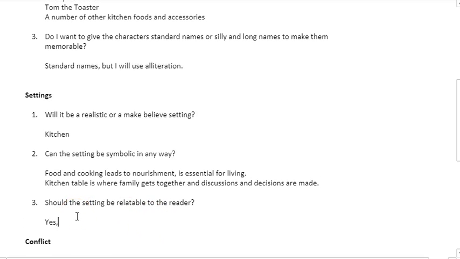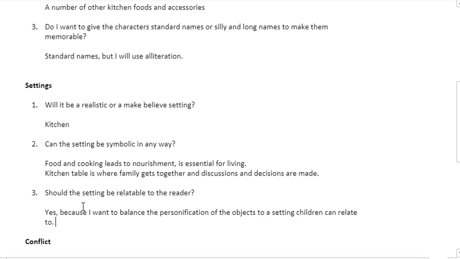And should it be relatable to the reader? I think so in this case, yes, because I want to balance the personification of the objects with a setting children can relate to. Having that balance there, if I'm going to have objects that speak, let's put them in a setting that's a bit more realistic so the kids have something to ground the story.